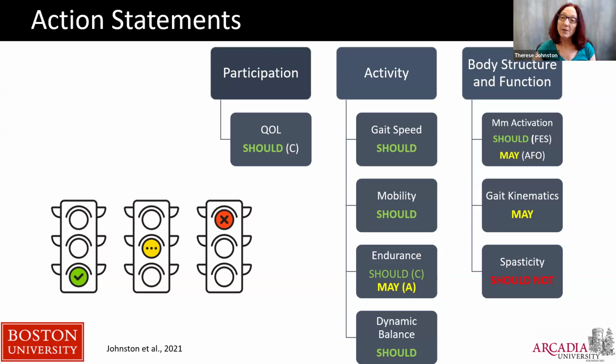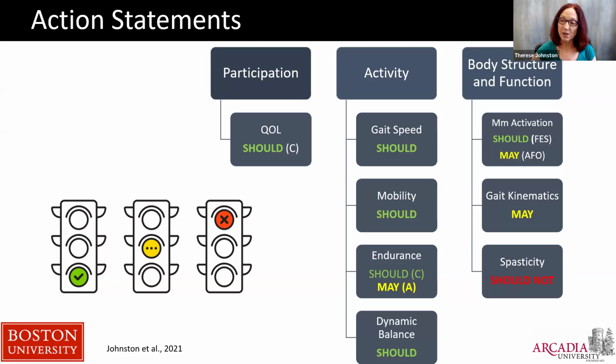And now looking at our activity category, here you can see that we have should statements for gait speed, mobility, and dynamic balance. And looking at endurance, we have a should statement for people with chronic stroke, but a may statement for people with acute stroke. And this is mainly due to the amount of evidence available and the quality of that evidence. Now looking at body structure and function, we'll go through each of these individually.